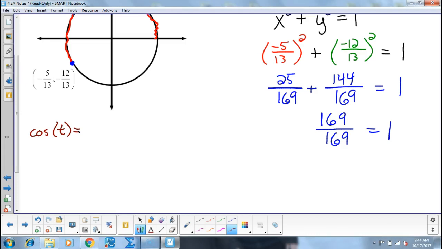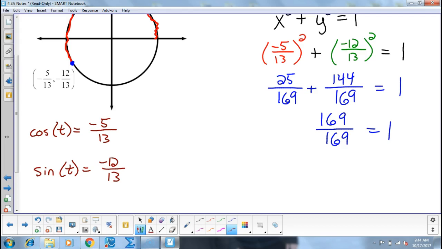Dylan. Bingo. Negative 5/13. Why is it negative 5/13? The x value of my point. Nice job, Dylan. Okay? What's the sine of t then? Because why? It's the y value of my point. Oh, that's why. Okay? So, now, here we go.